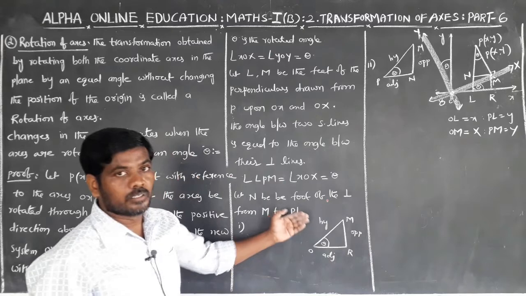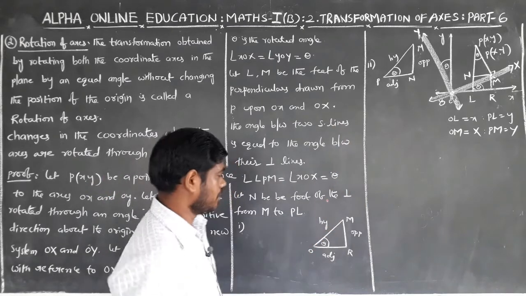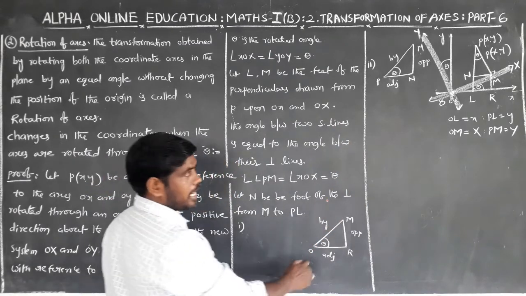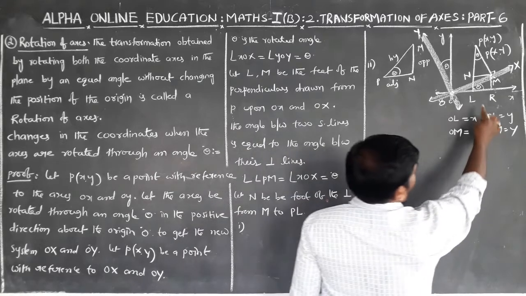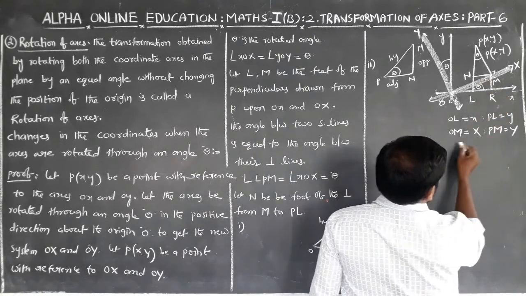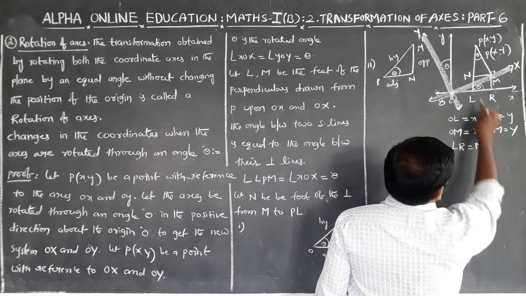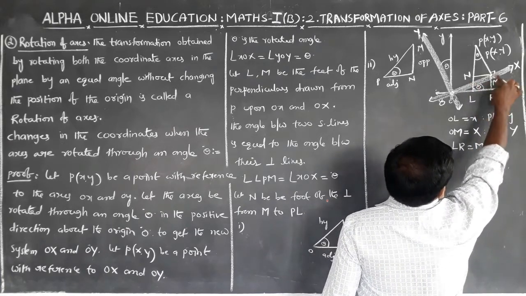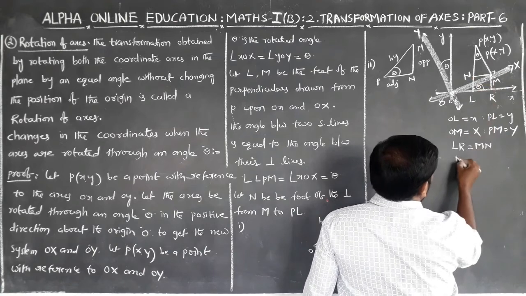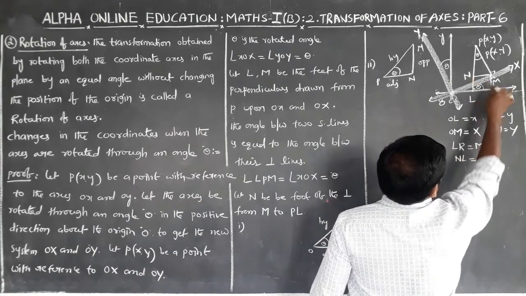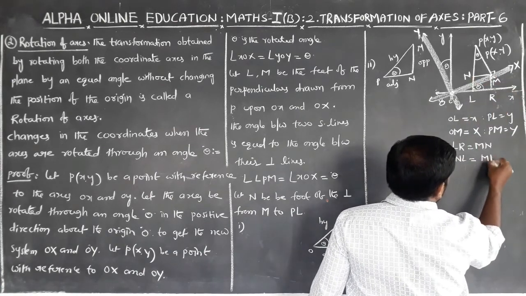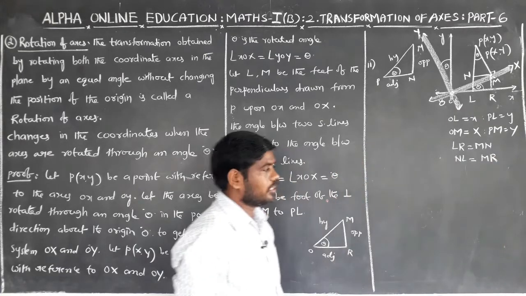Clearly, here two triangles are formed. Here LR is equal to MN, and NL is equal to MR.